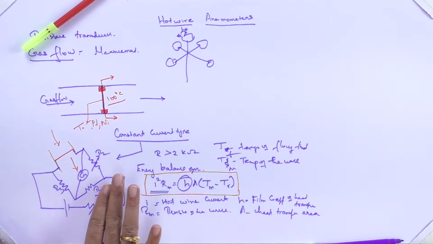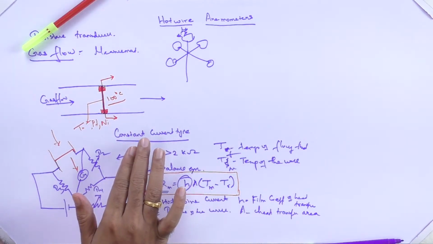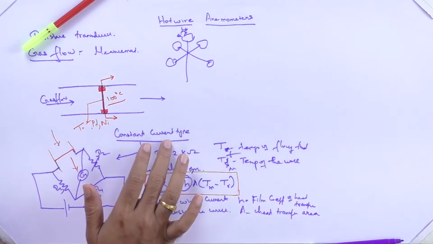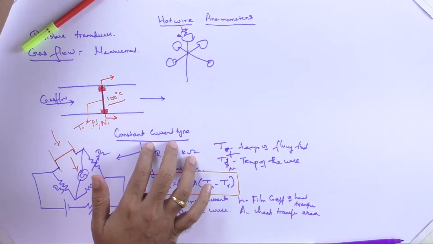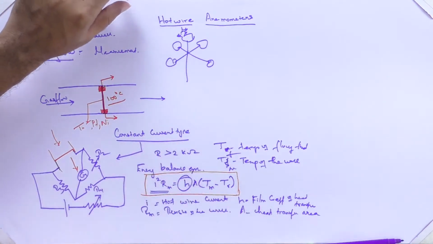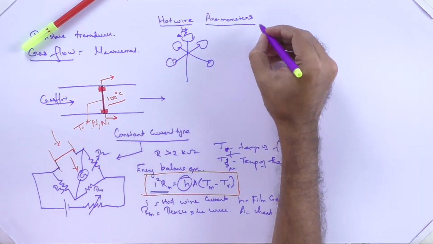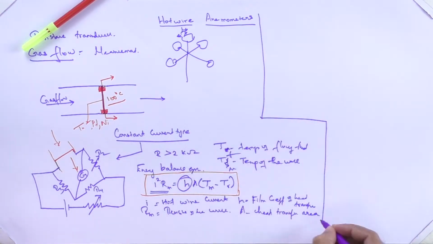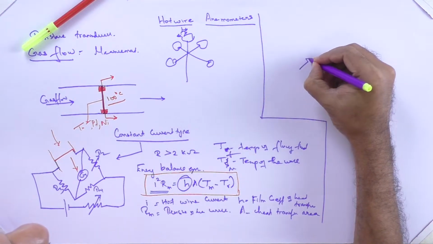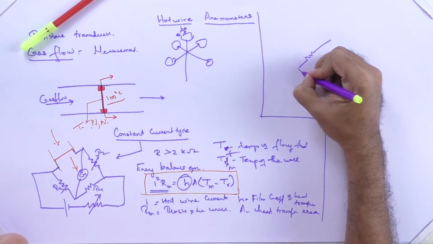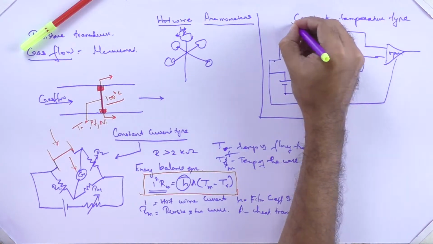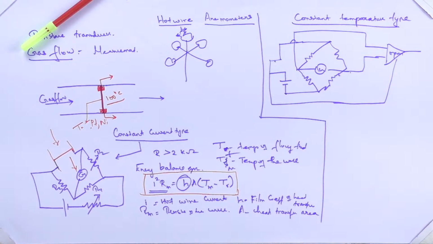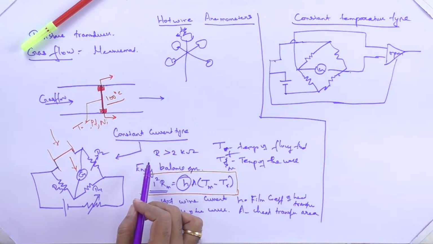Okay, are you very clear with this? This is the first very important type, the hot wire anemometer with a constant current type. Okay, now we will go to the next one. Here there is just going to be a change like this. Simply this is the hot wire temperature type. Okay, this is a constant temperature type. The first one we saw was the constant current type, and this is the constant temperature type.